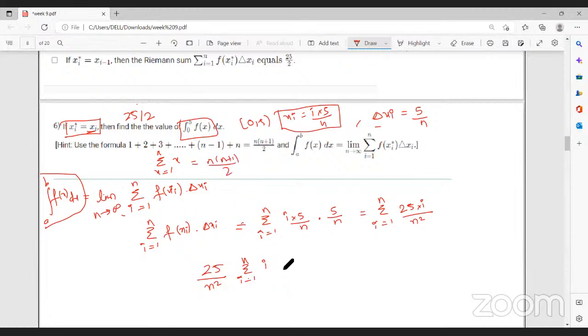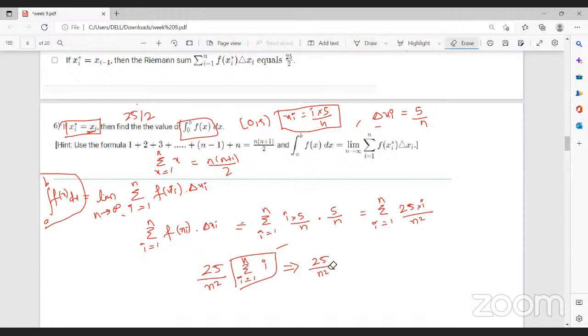Same condition we can apply here. So what will I get? 25 upon n square. I can write n into n plus 1 by 2 instead of this, because we are adding this variable i. So i is varying from 1 to n. Basically, i equals 1, so I am adding 1. i equals 2, add 2. i equals 3, plus 3, and so on until i equals n, right? So this is equal to n into n plus 1 by 2.